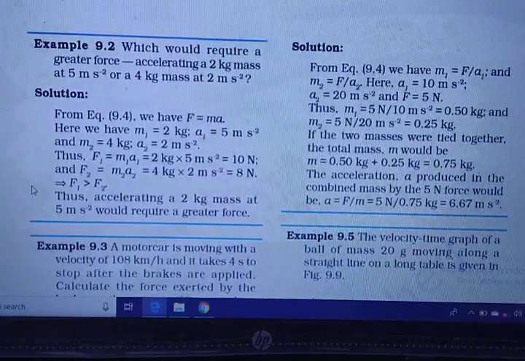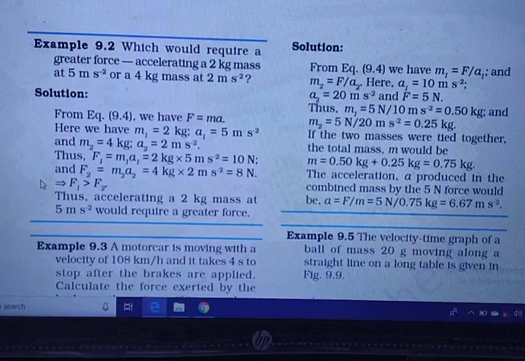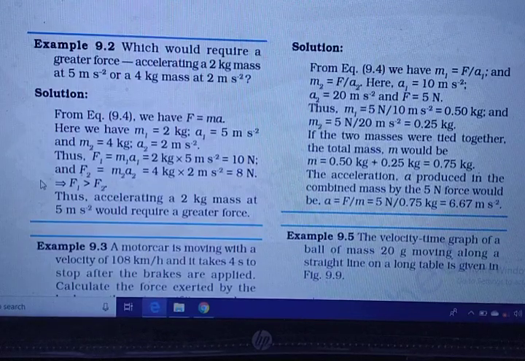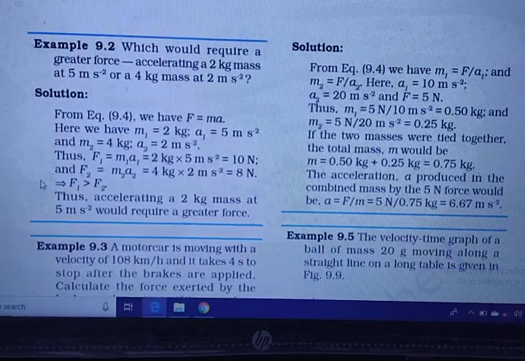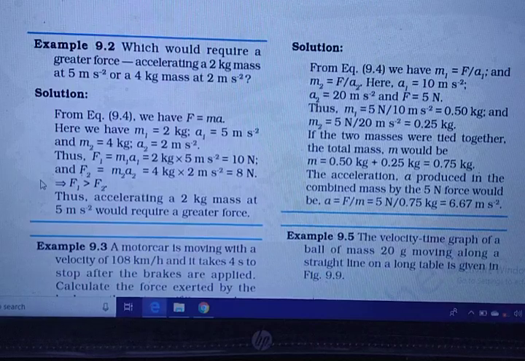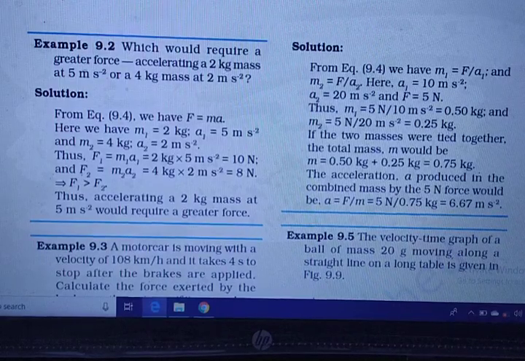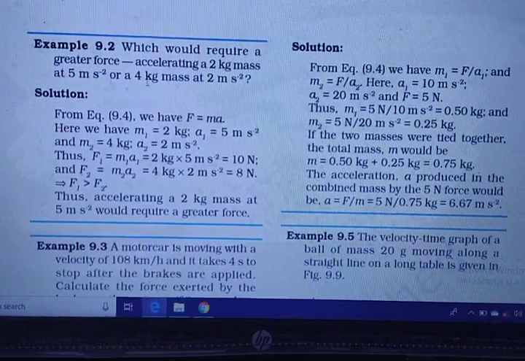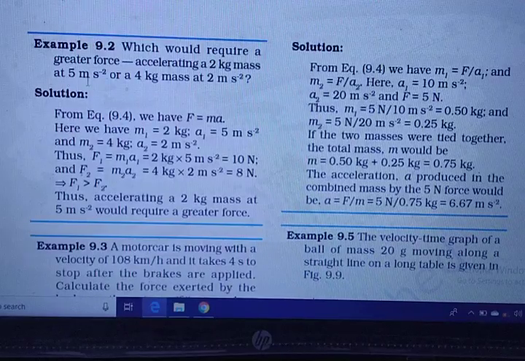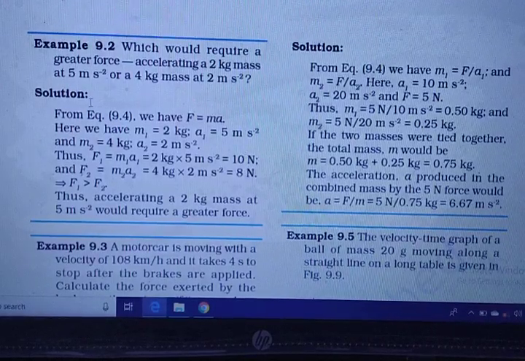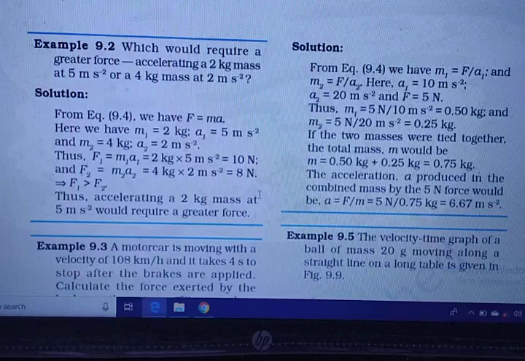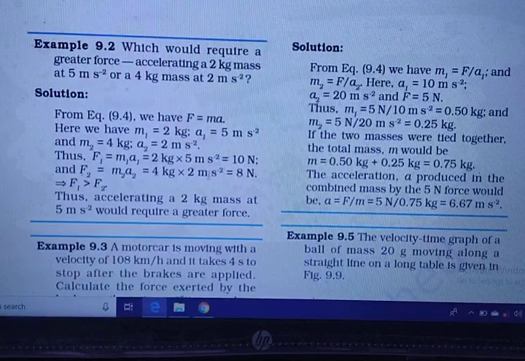You can see here example 9.2: which would require a greater force, accelerating a 2 kg mass at 5 meter per second square, or a 4 kg mass at 2 meter per second square? So here you just have to calculate whether F1 is greater or F2 is greater. We have F is equal to mass into acceleration. Mass is 2 kg and acceleration is 5 meter per second square. So what will be the force F1? 10 Newton, and the second is 8 Newton. So which one will be greater? F1 will be greater.